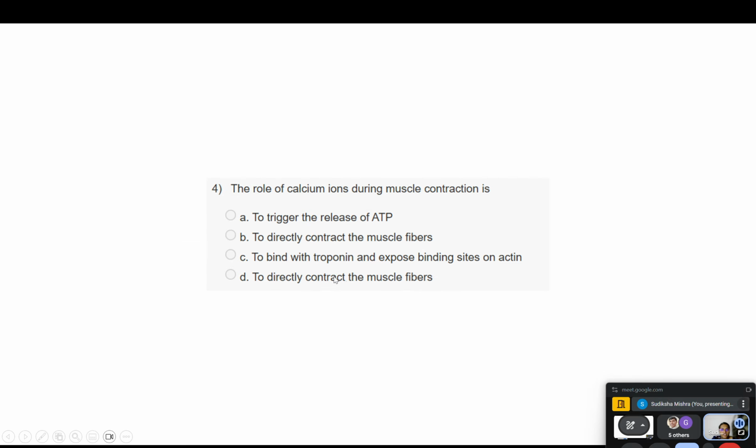The role of calcium ions during muscle contraction is A, to trigger the release of ATP, B, to directly contract the muscle fibers, C, to bind troponin and expose binding sites on actin, or D, to directly contract the muscle fibers. The answer is C, to bind with troponin and expose binding sites on actin.